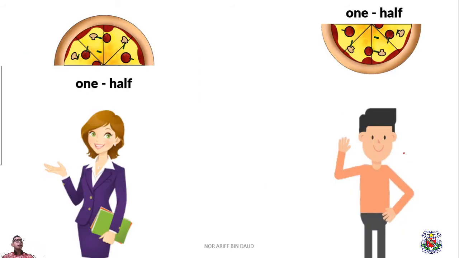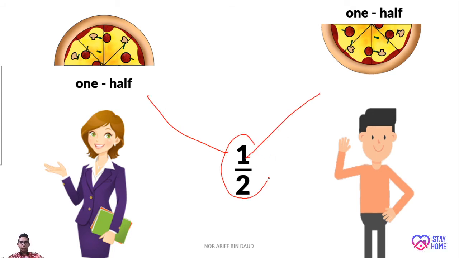Now, going back to Sarah and Tommy: Sarah eats 1/2, Tommy also eats 1/2. Because Sarah only eats one part and Tommy also eats one part, the fraction will be 1/2. Still don't understand? Never mind. I will show you the function of number 2 and the function of number 1 in the next slide.